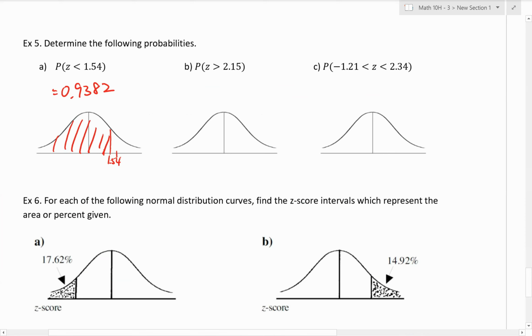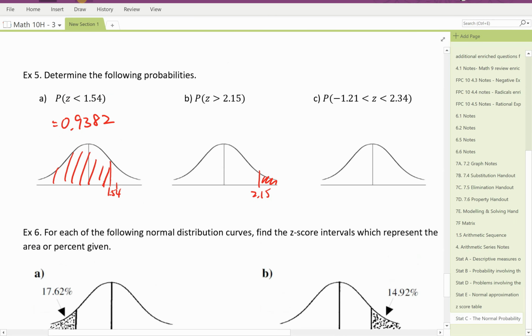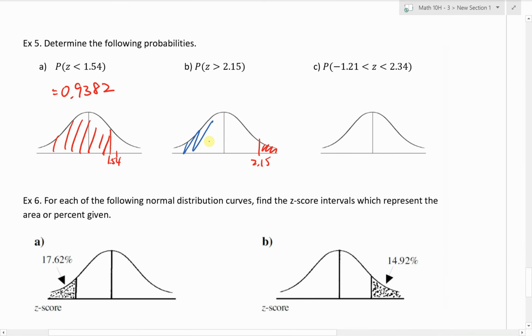Part B is a little bit different because now we're looking at greater than. But what you do is the same thing. Let's say that's 2.15. We're looking for this area, but the table only shows the area to the left of that. Recall, the area under the curve is 1. So we can do 1 minus the probability the z-score is less than 2.15. They are equivalent. Subtracting this area from 1 will give you the red piece, the rest of it.